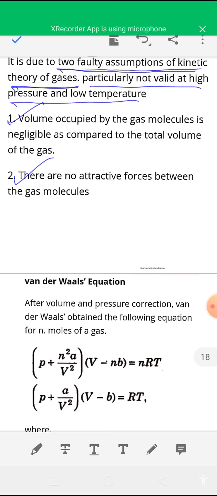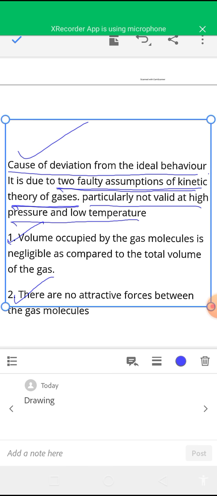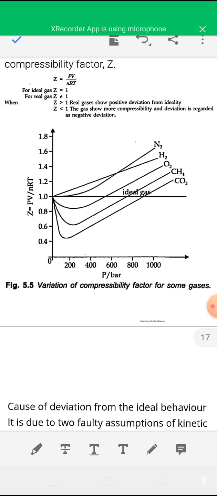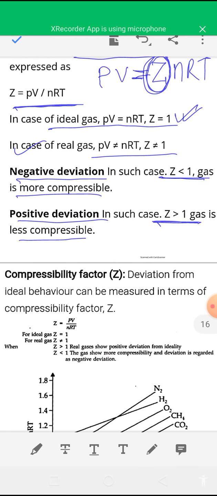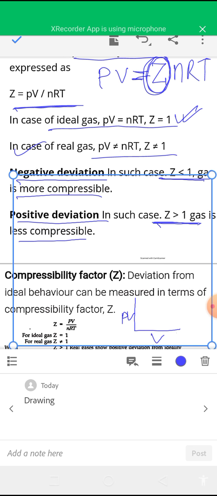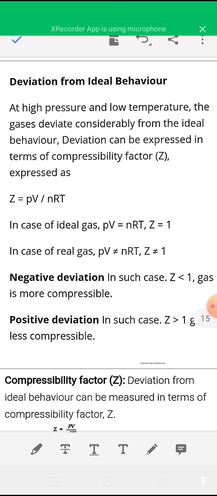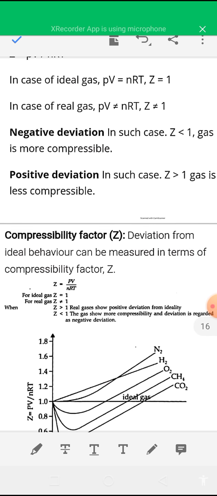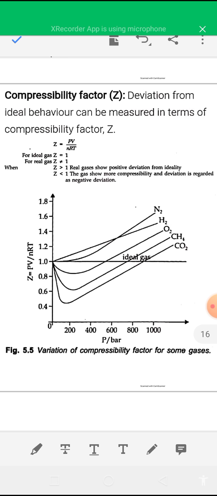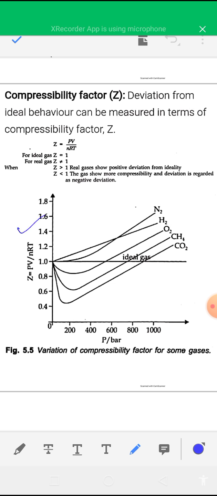And what is the compressibility factor? What is the value of the compressibility factor for an ideal gas and for real gases? And how many types of deviations from ideal behavior are there for real gases? The deviation can be shown by the Z versus P plot or Z versus P graph.